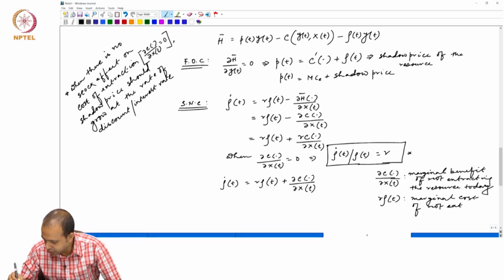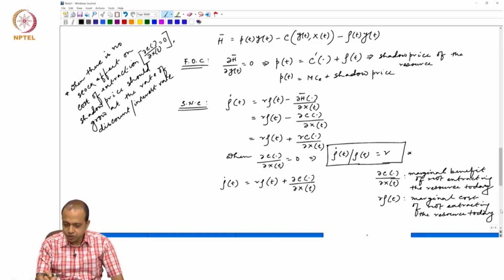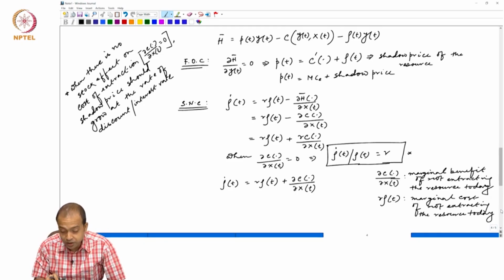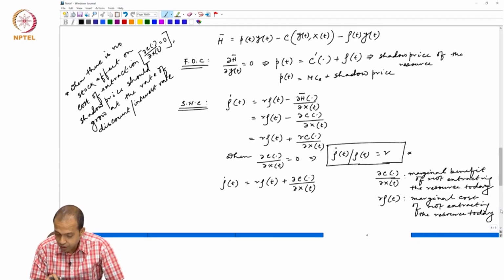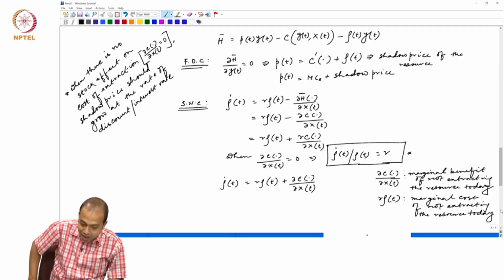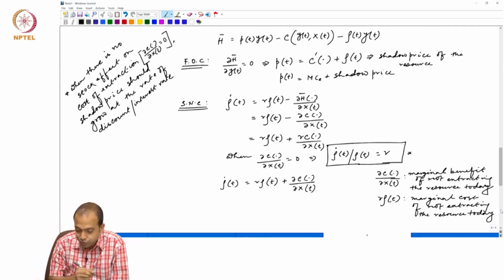Not extracting the resource today. So, this is the marginal benefit of not extracting the resource today, and this is the marginal cost of not extracting the resource today. At equilibrium, these two things should be equal.